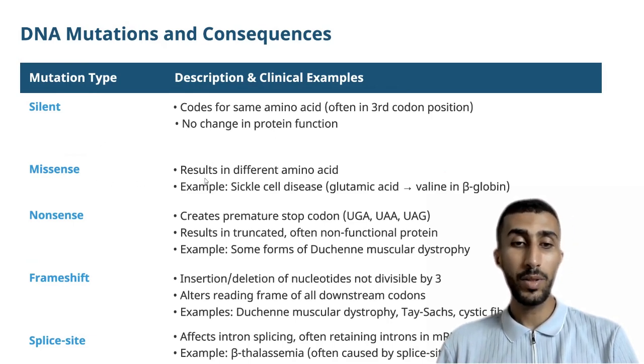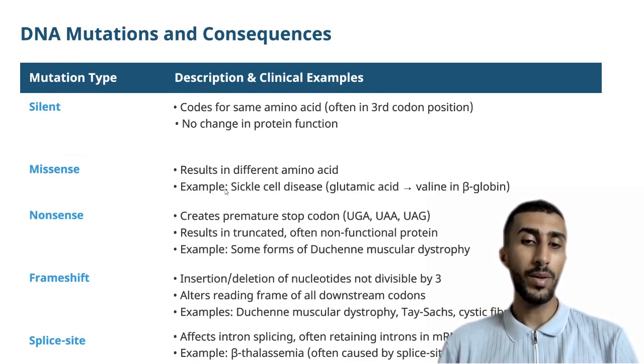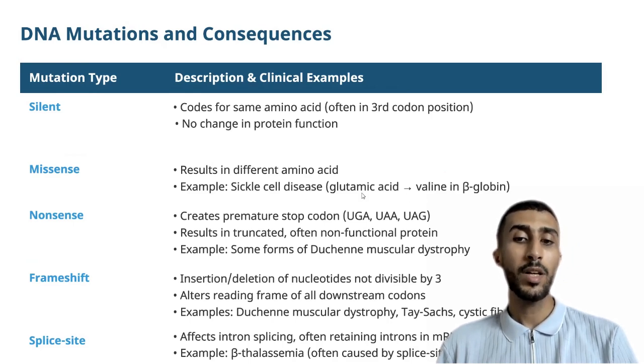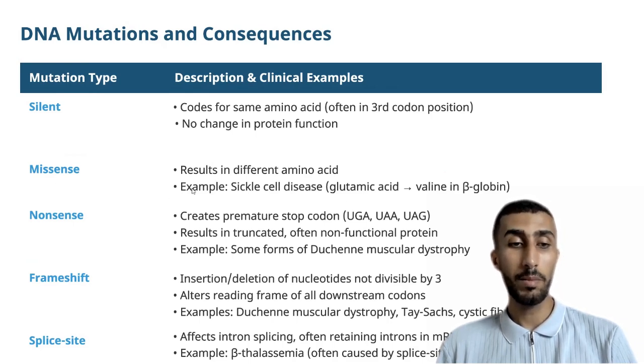Next is the missense mutation. The missense mutation means we've got a different amino acid. The famous example for the missense mutation is glutamic acid being transformed into valine. In the beta globin of hemoglobin, we normally have glutamic acid. If it is converted into valine by a missense mutation, where the difference in the codon results in a different amino acid, we will have sickle cell disease. This is an example of missense mutations.